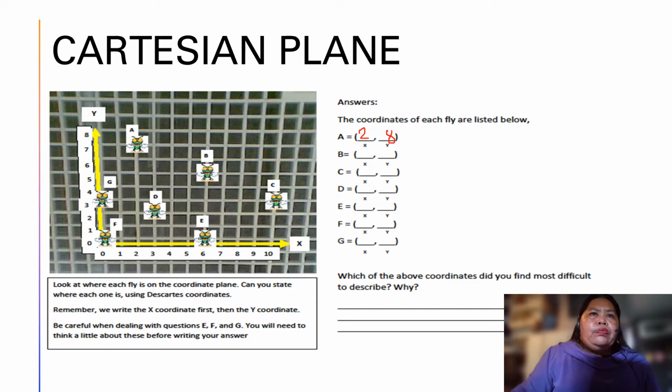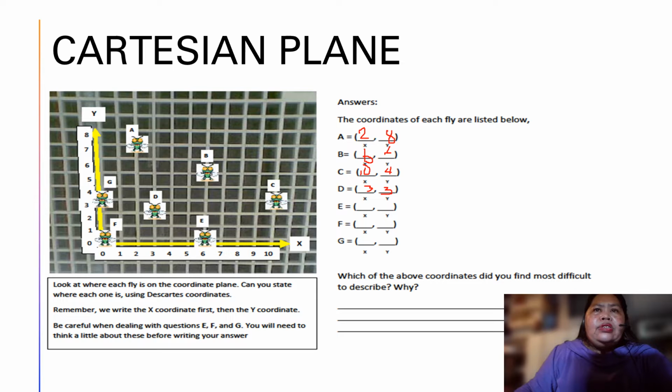And for point B, the fly B is at 6 and the y is 6 also. The fly C is at 10 and 4. The fly D can be found at 3 on the x-axis and also 3 on the y-axis. Okay, the fly E is at 1.